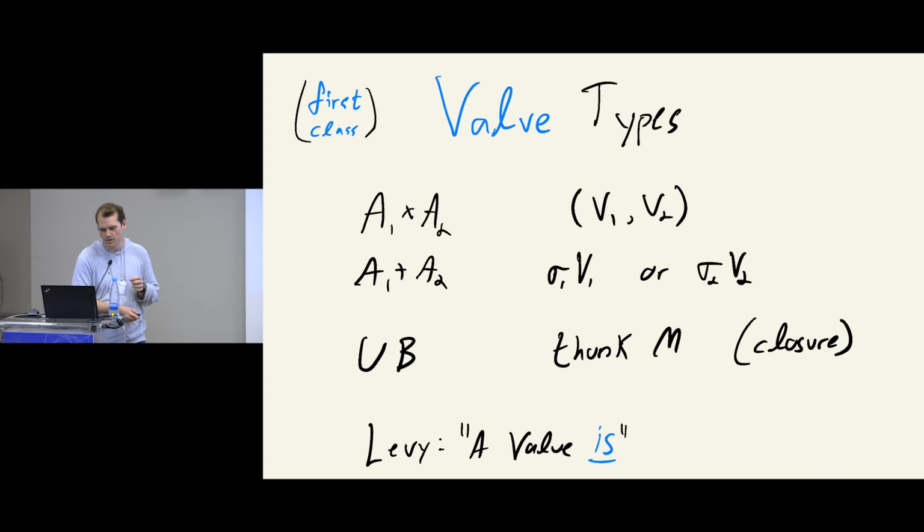And most importantly for us today is there's this U type, UB, and the values of the type UB, you can think of them, or Levy calls them thunks, right? And so it's a thunk of some code here, M, that has type B. And the way that I think about this from an implementation perspective is that UB means it's a closure, okay?